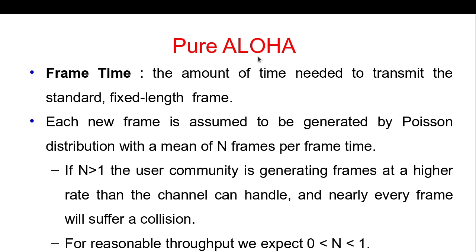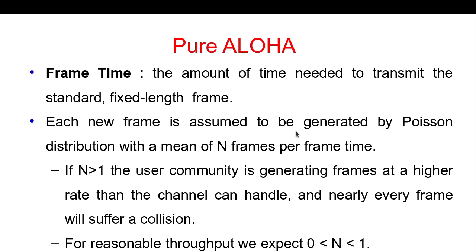Now each new frame is assumed to be generated by what is called the Poisson distribution with a mean of n frames per frame time. Now what is this? From queuing theory, we know that a Poisson distribution defines a queuing system where the arrival times are completely random and independent of each other. That's why the inter-arrival times, that means the time between two successive arrivals, are exponentially distributed. And this is the scenario in this Aloha system as well.